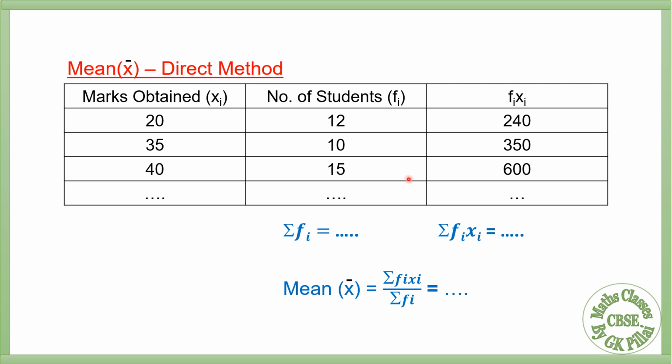The first one is the mean by the direct method. Here you are given the marks obtained, xi, number of students fi, and the next one will be fi xi. Now fi xi will be the product of these two. 20 into 12, 240, 35 into 10, 350, and so on. So the sum of this will be sigma fi xi, and the sum of this will be sigma fi. The mean you will find by dividing sigma fi xi by sigma fi.